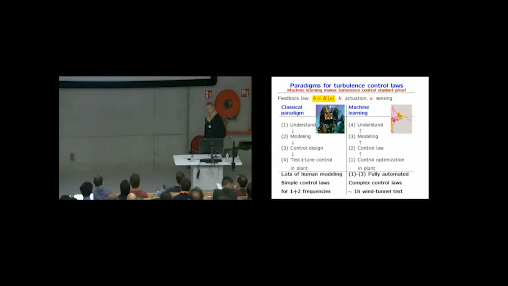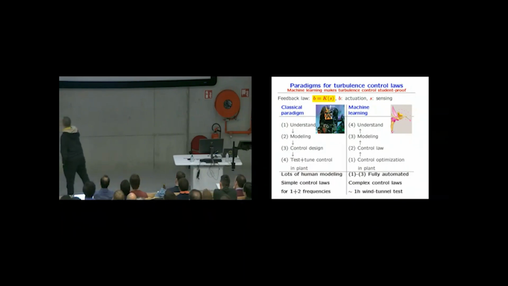And I hope I've convinced you now about one thing, that really we are talking about a paradigm shift, which machine learning does for fluid mechanics, particularly for turbulence control. I would argue machine learning makes turbulence control student-proof. So you can bring them quickly up to speed, and they can get some amazing results in the experiment or simulation.